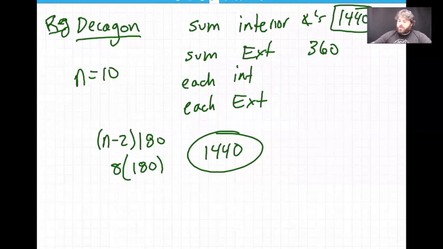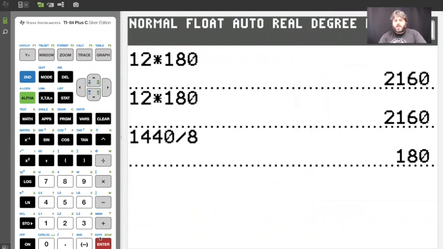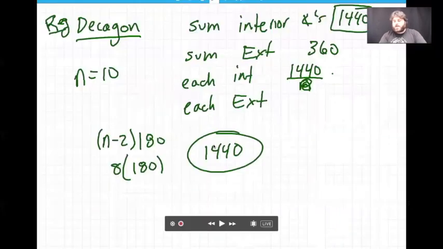Each interior angle is the total of the interior angles divided by n, which n is 8 in this case. So I would get out my calculator and do 1440 divided by 8 to see that each one is 180 degrees. Okay, I'm sorry, we're dividing by 10 because there's 10 sides, my bad. So 1440 divided by 10, that just moves the decimal place over 1, so it gives us 144 degrees.